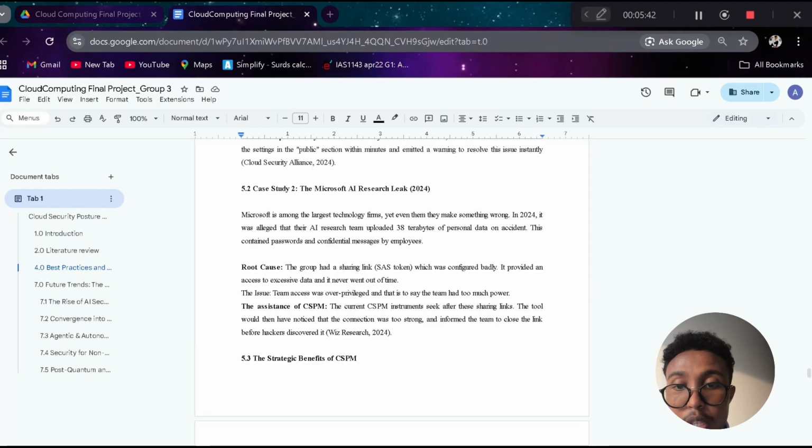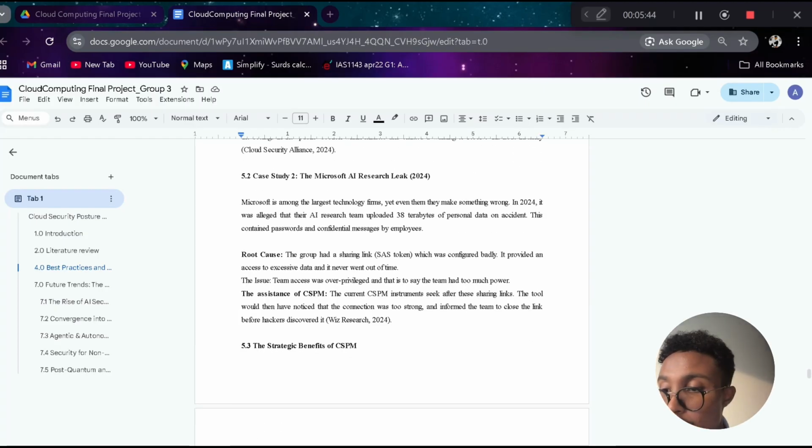The second case study involves Microsoft AI research. In this case, a sharing link was misconfigured and exposed a large amount of sensitive data. The cause was giving too much access and not limiting the sharing link.